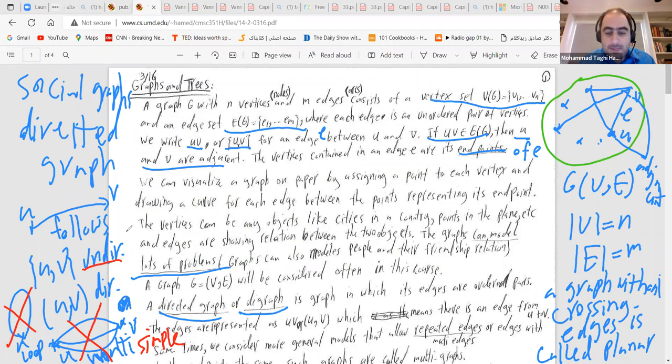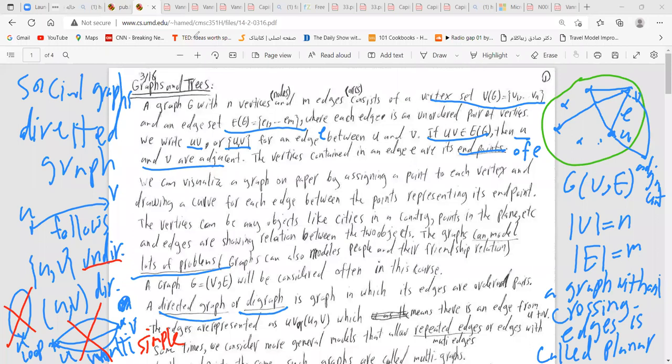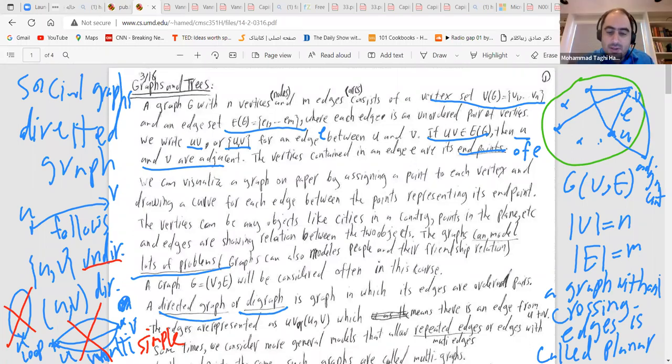Any questions so far? If it has loops or multiple edges, it is sometimes called a multigraph. Also, the vertices we sometimes call nodes, and edges we call arcs, especially in the directed case. Arcs essentially mean edges, and vertices they call nodes, or points as well. So these are different names. We mainly use vertices and edges.